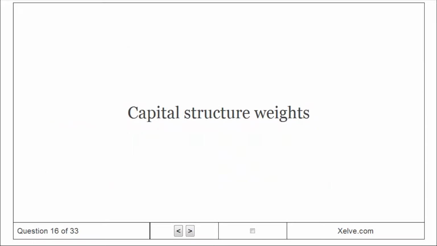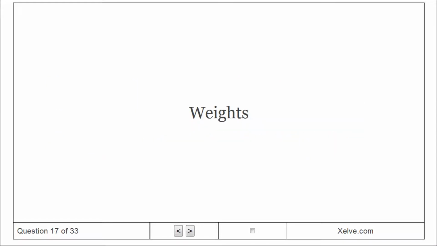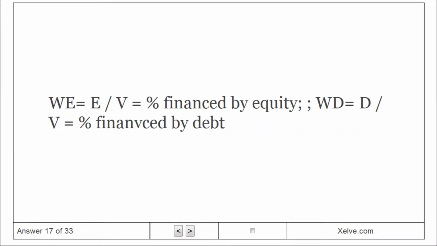Capital structure weights. E equals market value of equity, D equals market value of debt, V equals market value of the firm, which equals D plus E. Weights: WE equals E over V, the percent financed by equity. WD equals D over V, the percent financed by debt.